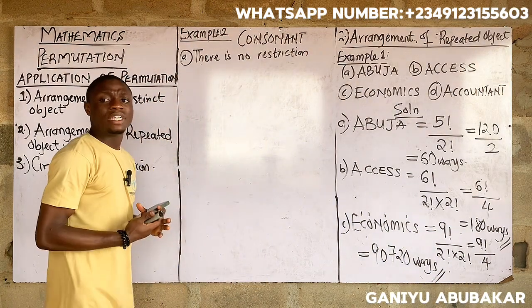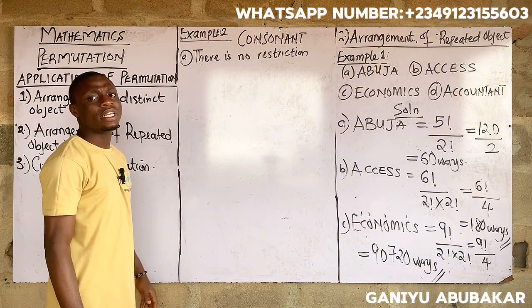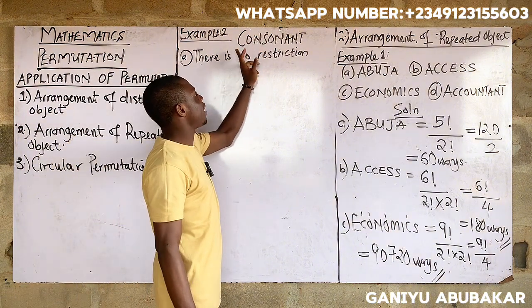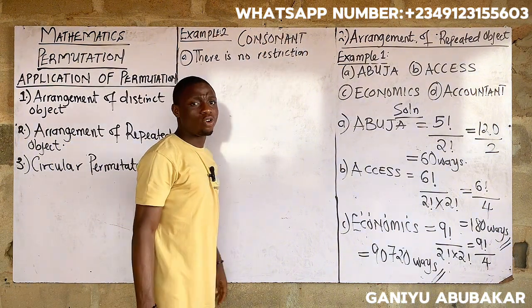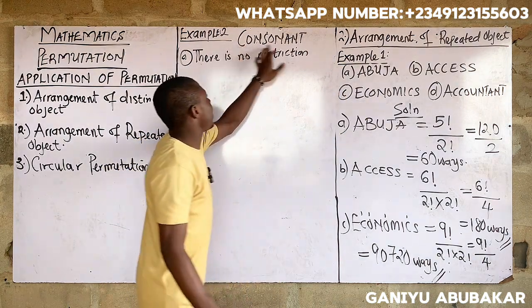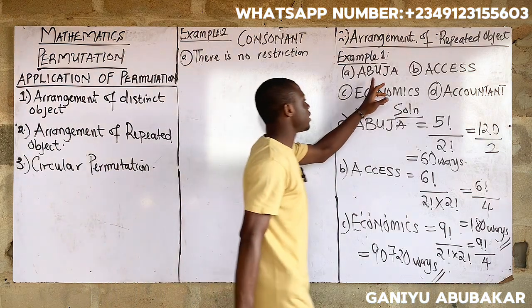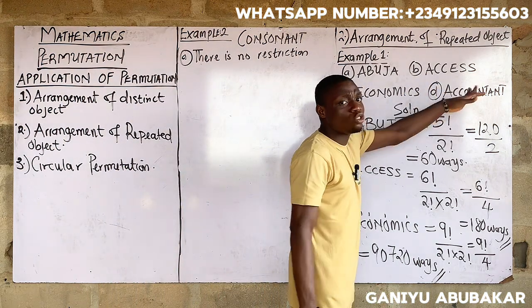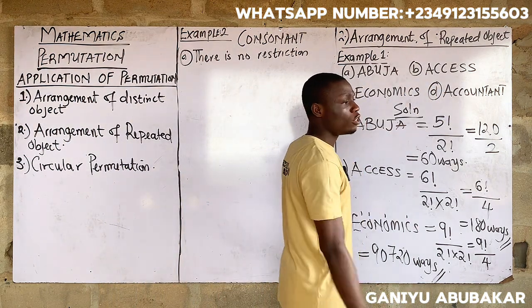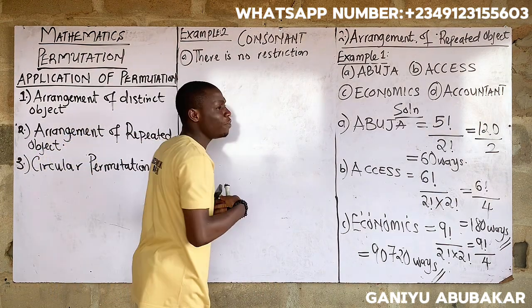How do you solve question A? When you hear that there is no restriction, it means solve it normally. Use this concept now. Just count the total number of objects and then divide by the number of repeated objects there. So no restriction means solve it normally.